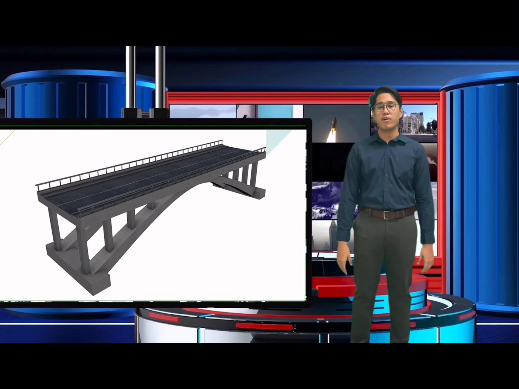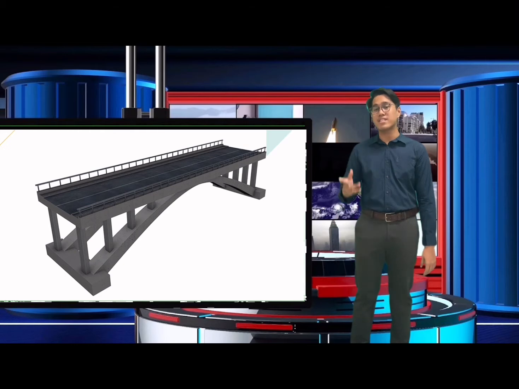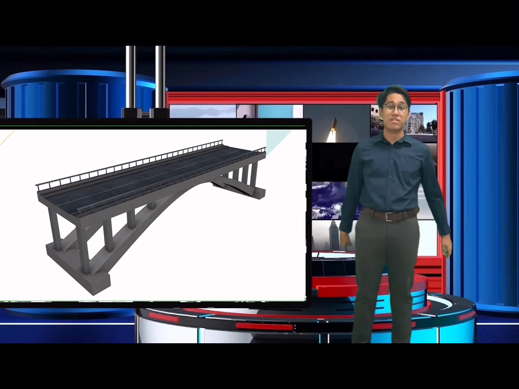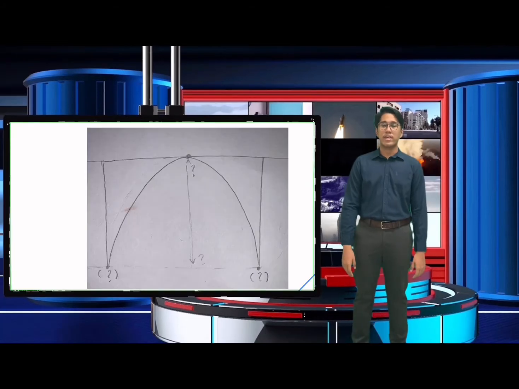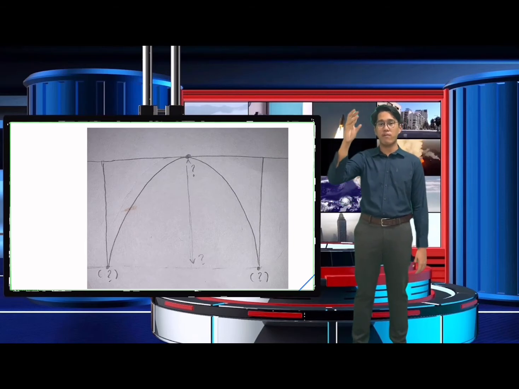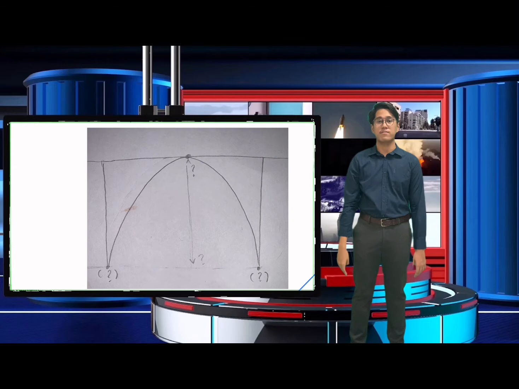Next, we can see this is the bridge picture. This is not a real picture of the bridge, it is an example only, because the bridge is not drawn with an actual height or measurement. So we can see this is the sketch of the bridge. On the top of the sketch is the maximum point of the bridge, and we can find any other point on the bridge with the given equation.